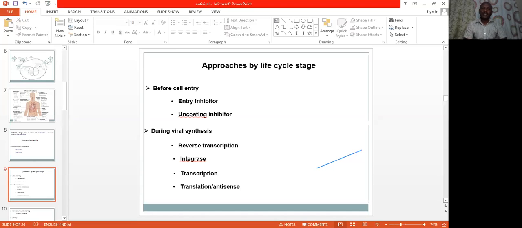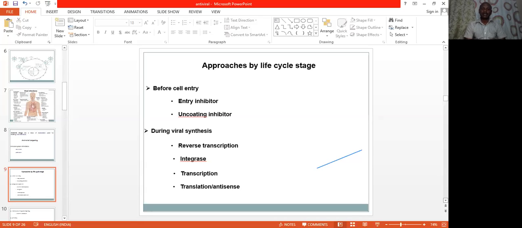So during viral synthesis, you have various targets. One of the targets is reverse transcription, which is especially present in the HIV virus, a retrovirus. We call it reverse transcription because of the presence of the enzyme called reverse transcriptase. You can target the enzyme reverse transcriptase, or you can target integrase, another enzyme which helps the virus during viral synthesis.